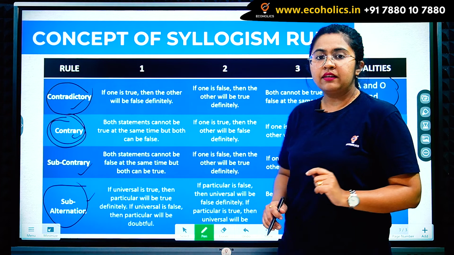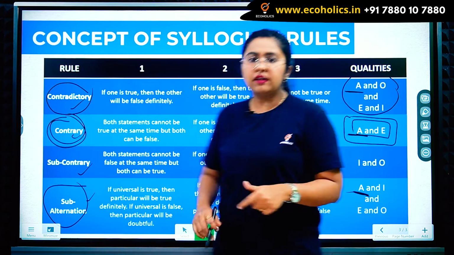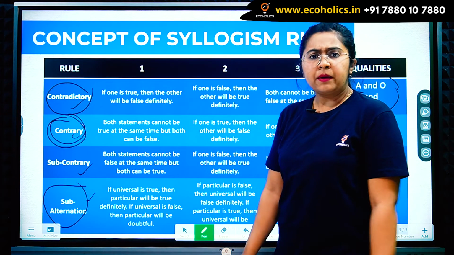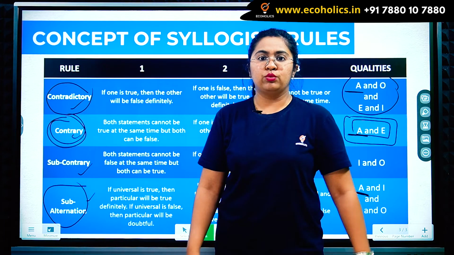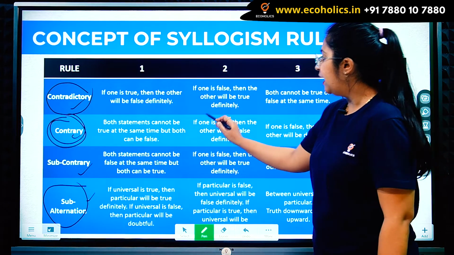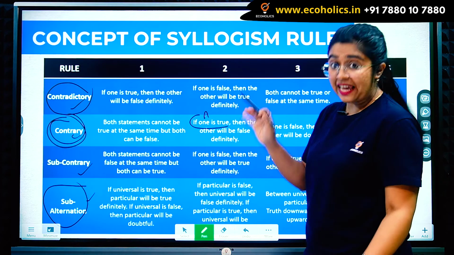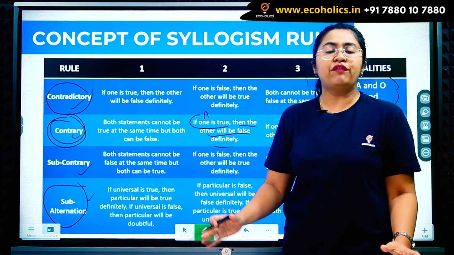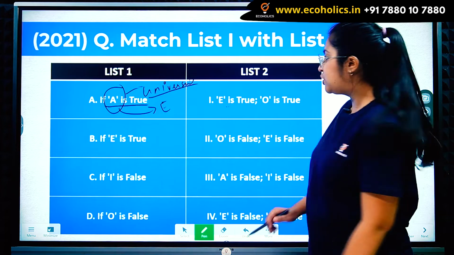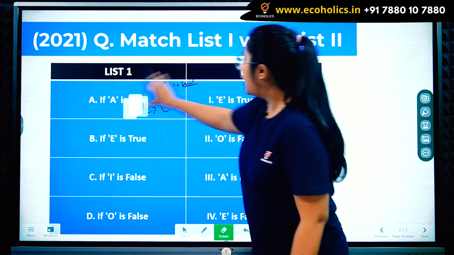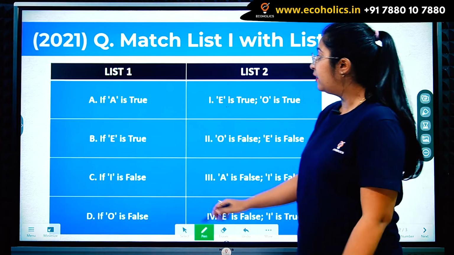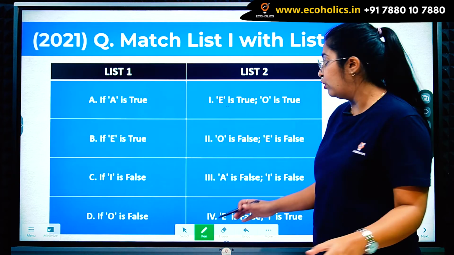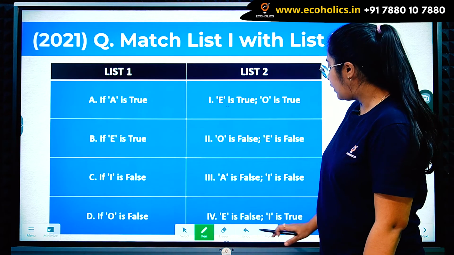Okay. So here, let's take first this one. Here the logic says that both statements cannot be true at the same time, but both can be false. But right now we need to understand, if A is true, then what will happen to E? If one is true, let's say A is true, then the other will definitely be false. Definitely false. So with this logic, if A is true, then over here E, from the logic of contrary statements, has to be definitely false.